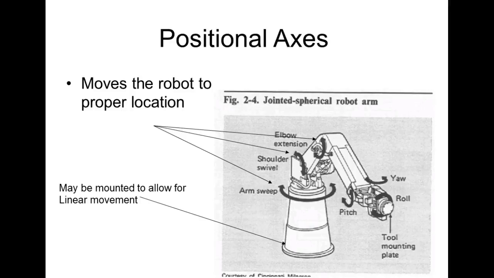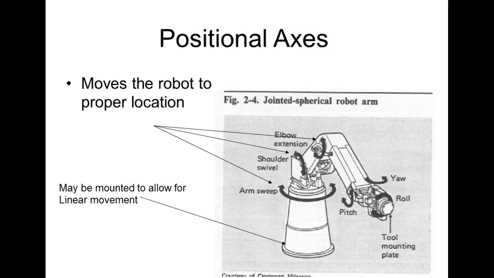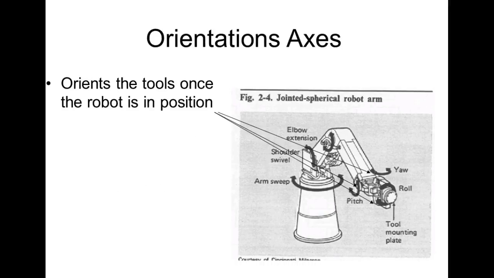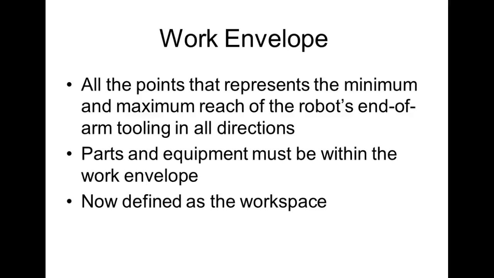So on a 6-axis robot, axis 1, 2, and 3 are considered your positional axes, and axis 4, 5, and 6 are your orientation axes. And a little note out there says it may be mounted on a linear movement. So here's our positional axes, 1, 2, 3. Here's our orientation axes, 4, 5, 6. Are we okay? What we're going to have to pick up, we'll talk about that in a minute.